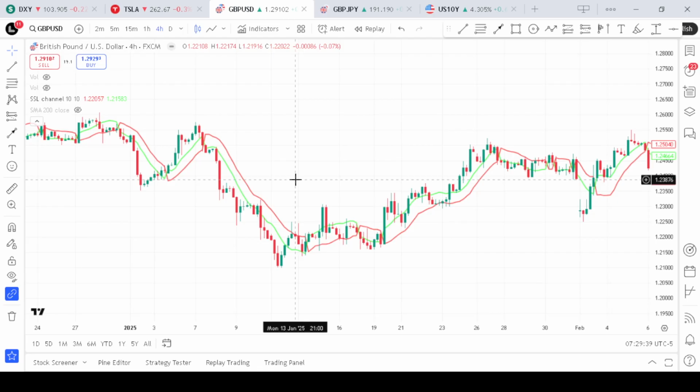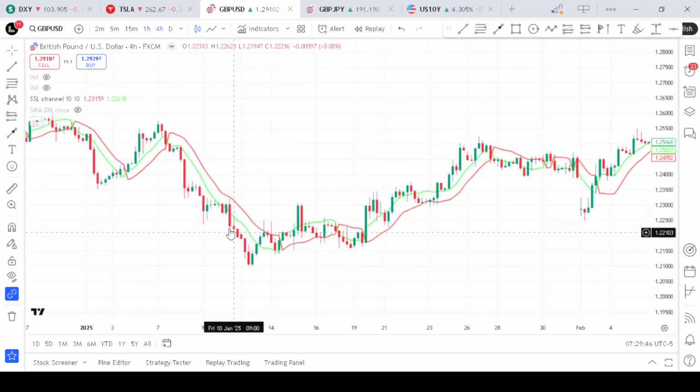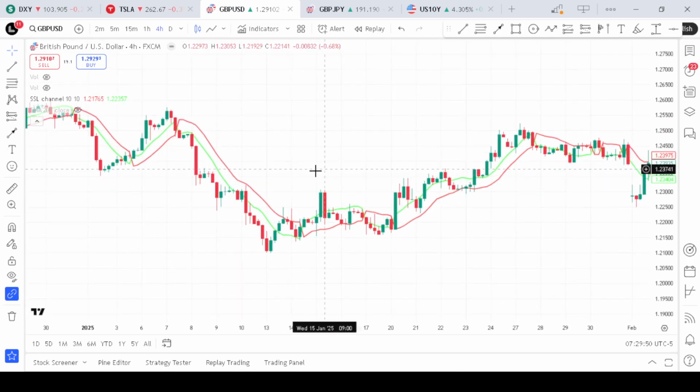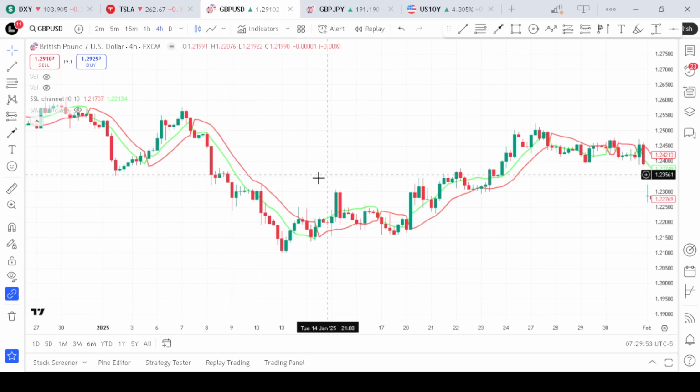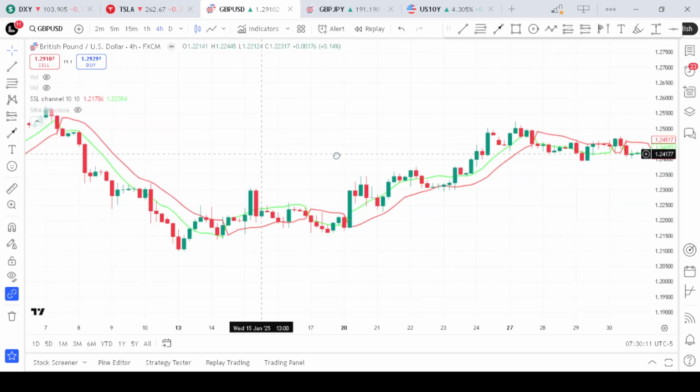This indicator consists of two lines that follow price movement, typically colored differently to distinguish between the bullish and the bearish signal. At its core, the SSL channel works by calculating two moving averages, one based on higher prices and the other on lower prices. When these lines cross over, it signals a potential change in market direction that the trader can use to make an informed decision.